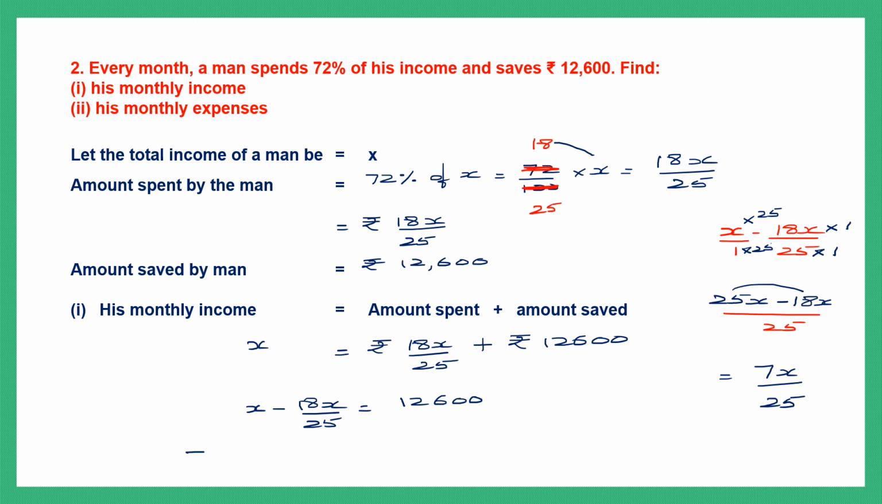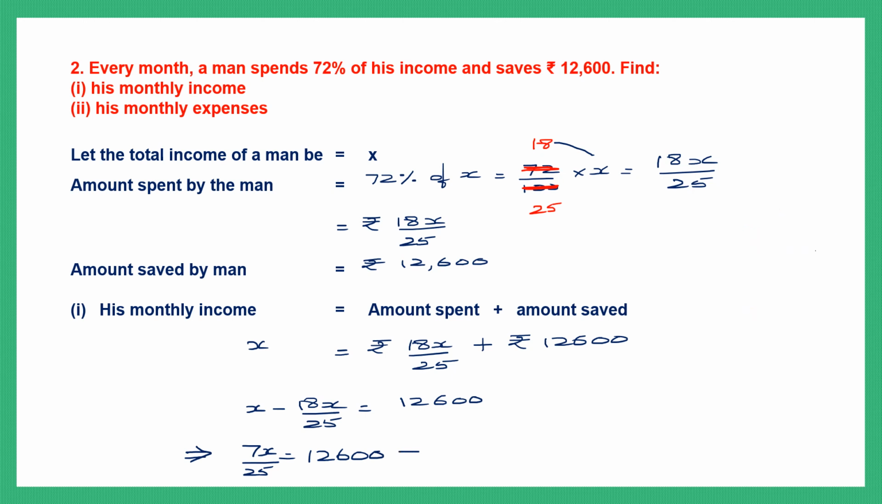So here what do we have now? We have 7x by 25 is equal to 12,600. Now we need to find only x, isn't it? So we'll keep only 7x here. On the right hand side we have 12,600. Now we are going to move this 25 from the left hand side to the right. Here it is division, so when we move it to the right side, it's going to become multiplication. So let's write multiply by 25.